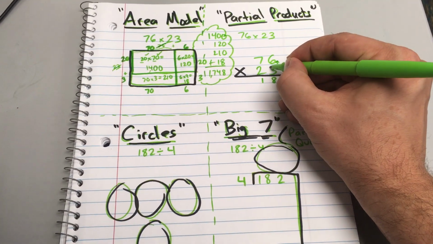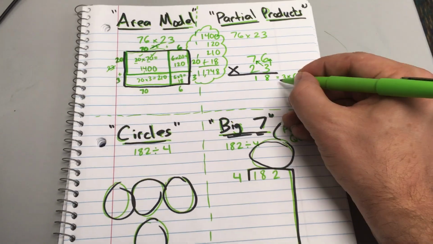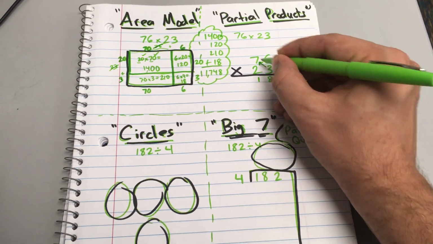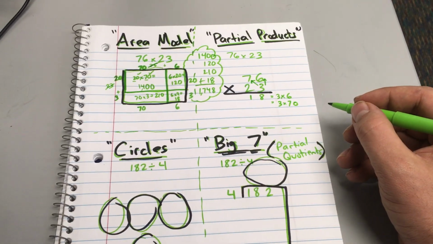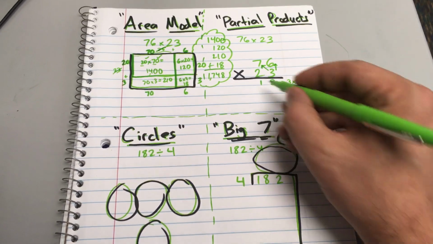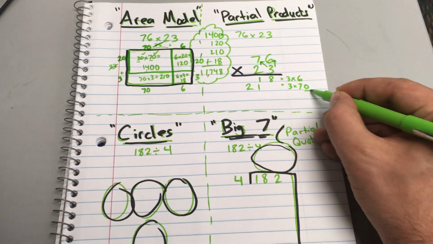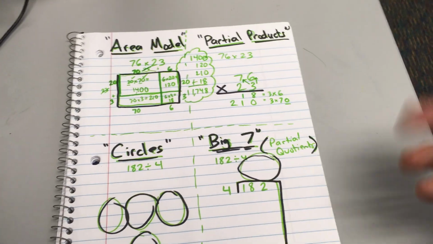Next, I'm going to multiply my ones place times my tens place. So that would be a 3 times 70. Okay. So 3 times 70, I know 3 times 7 is 21, but it's 10 times bigger in that relationship, so my answer is 210.